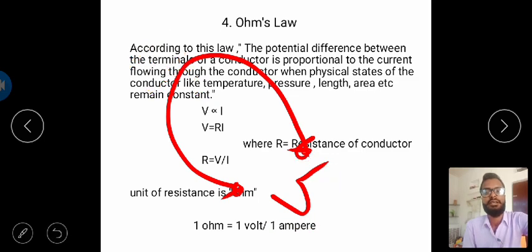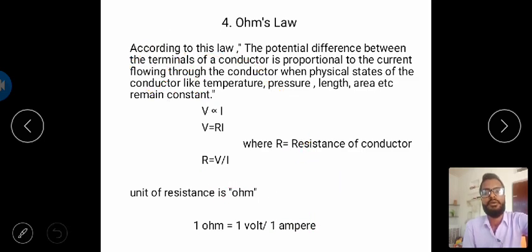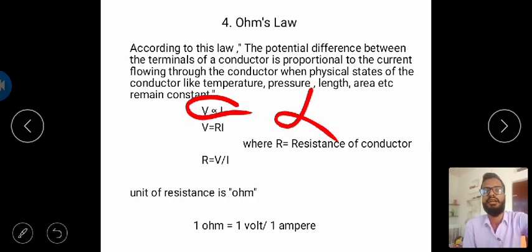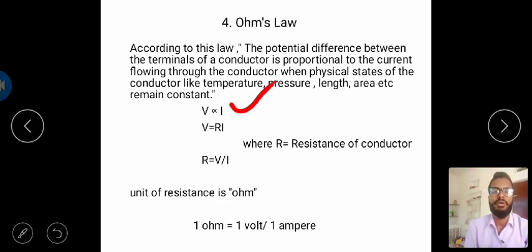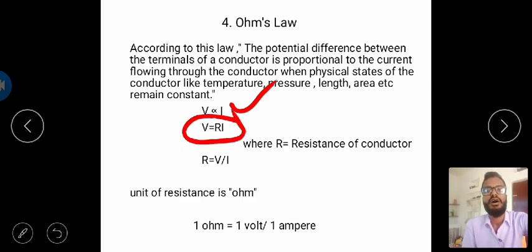In science, we represent proportionality with this symbol. When we remove the proportional symbol, there is always a constant. And what is the constant here? Here the constant is R. And what is R? This R is the resistance of the conductor.